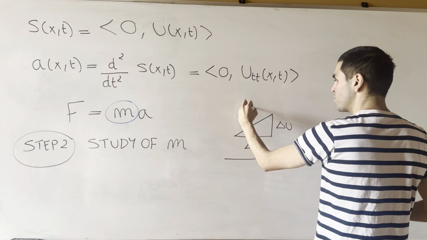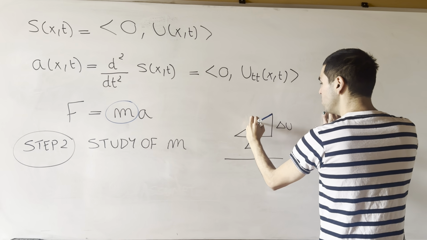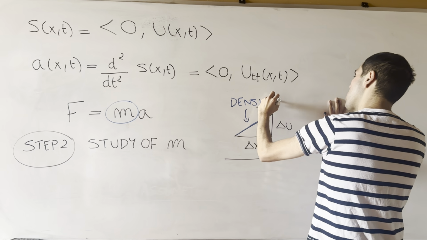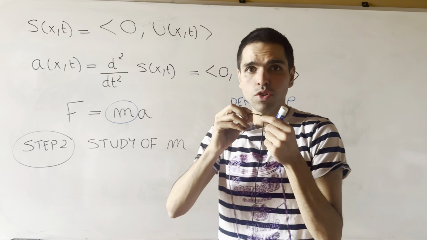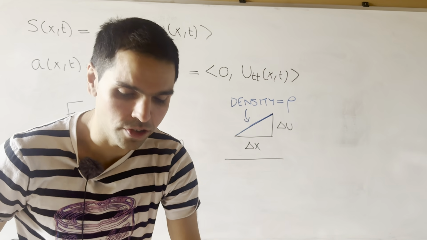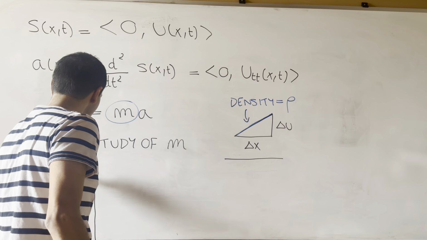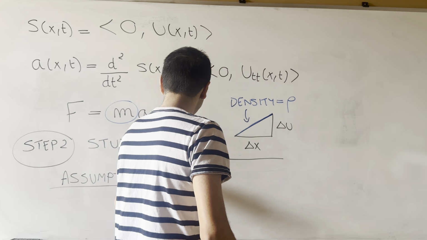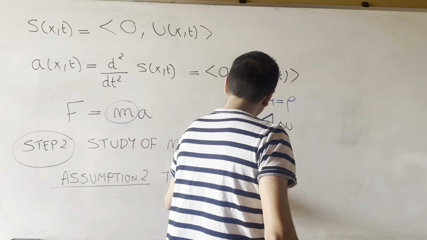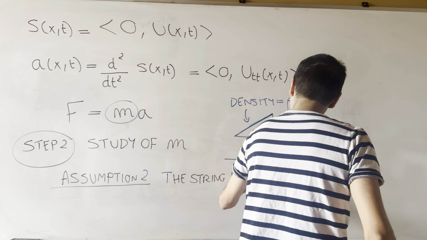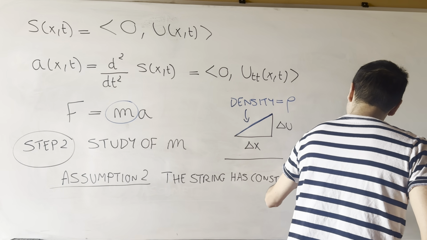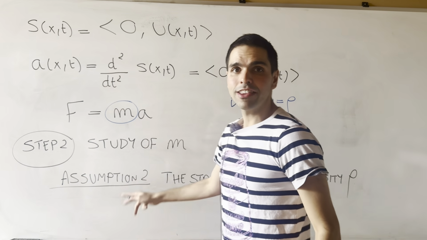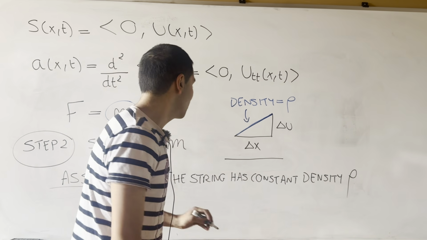And our second assumption that we'll make is we will assume that the string has constant density, which we'll call rho. In other words, this string isn't heavier at one point compared to the other one. Assumption 2: this string has constant density rho. And to figure out the mass, we just want to use a formula of the density.